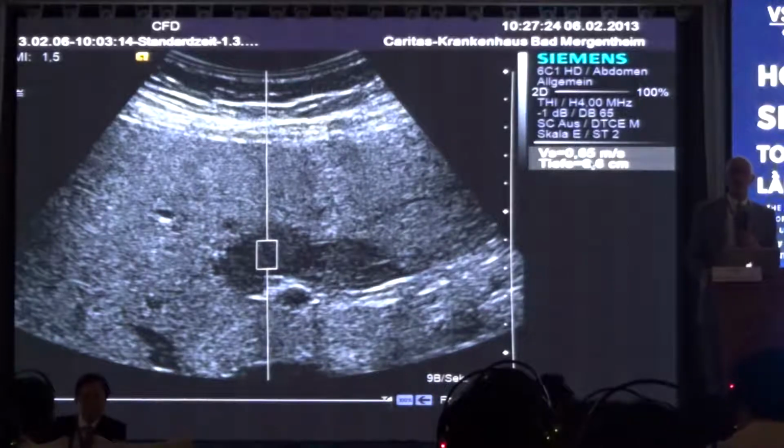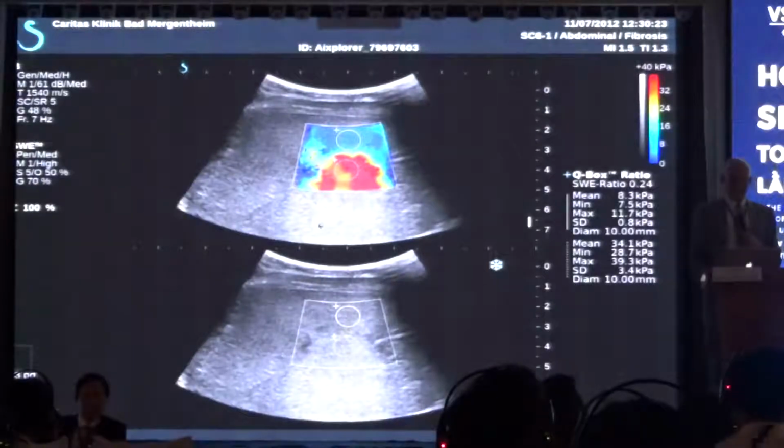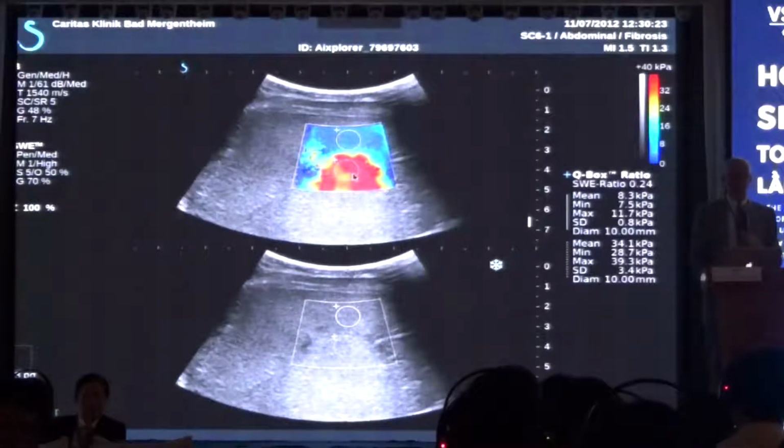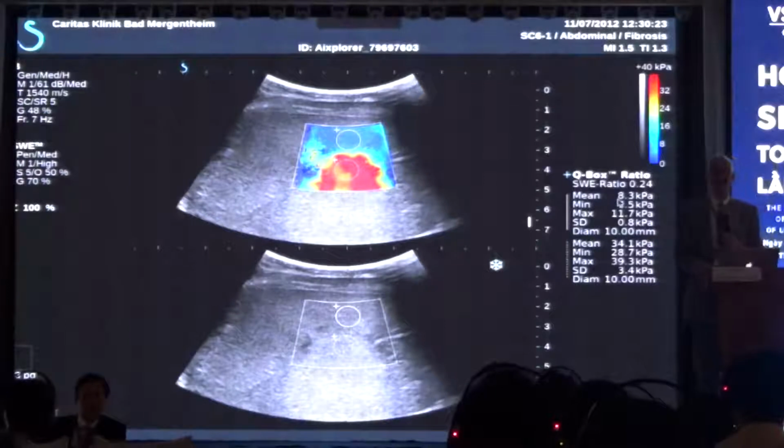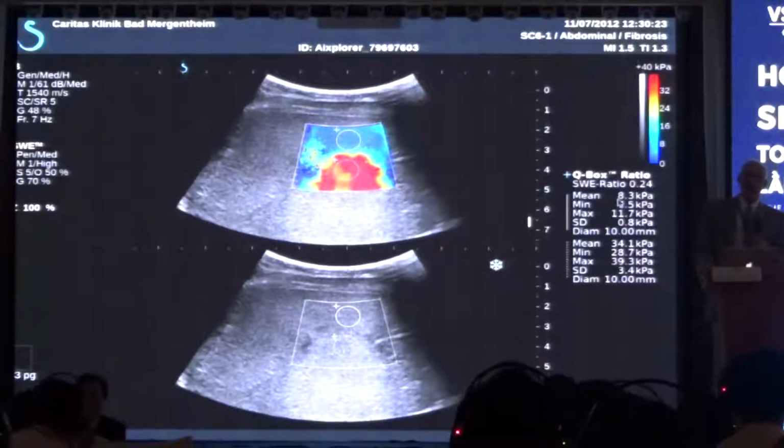Almost all focal liver lesions have higher values compared to the normal surrounding liver parenchyma. Here you cannot see it quite well, but the focal nodular hyperplasia really displays values of 34 kilopascal, whereas the surrounding liver parenchyma has 8 kilopascal. FNH are of high value.